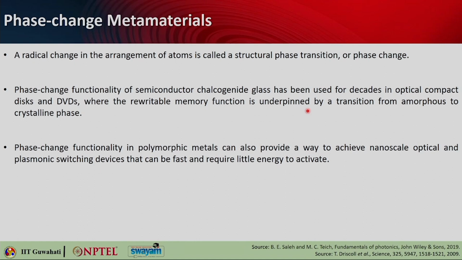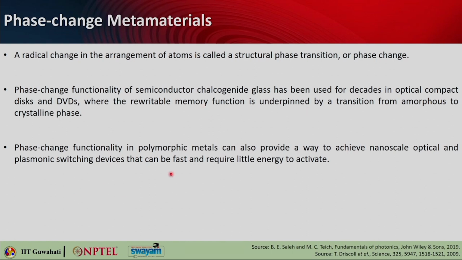So, in material science, polymorphism is basically a property where a solid material can exist in more than one crystal structure. So, polymorphism is basically a form of isomerism. So, any crystalline material can exhibit this particular phenomenon.